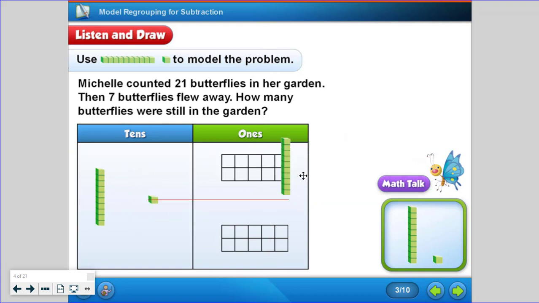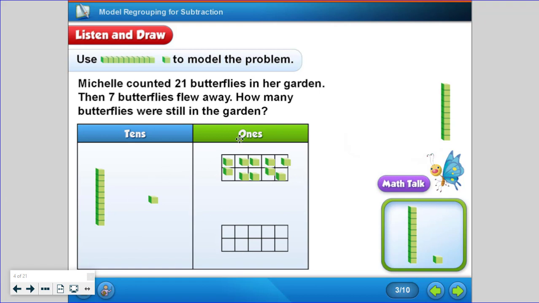So I'm going to move it over here to my bank, and I'm going to get 10 ones to put in its place. So 1, 2, 3, 4, 5, 6, 7, 8, 9, 10. So there's 10 ones to put in its place, right? So I still have 10, 20, 21 butterflies.